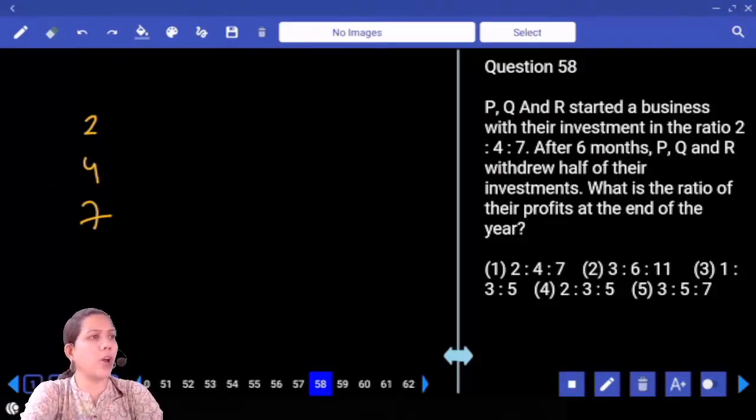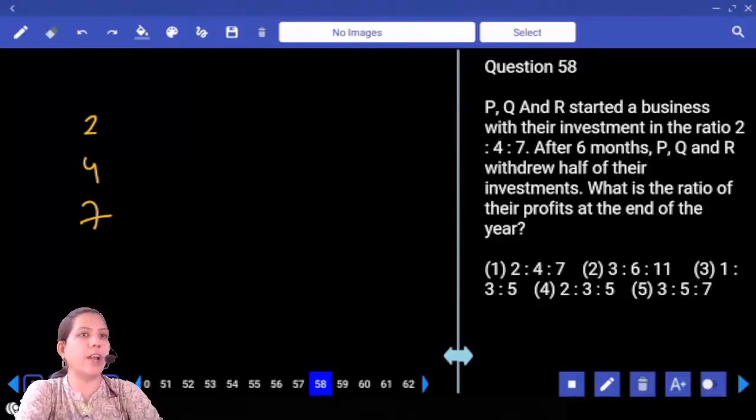After 6 months only, or all the information? All three persons after 6 months. After 6 months, the information about all three persons. Is it an increase or decrease? Decreased. I mean withdraw. Withdraw how much amount? Half of the amount. Not 1 rupee or 1 lakh. Withdraw half of the amount.